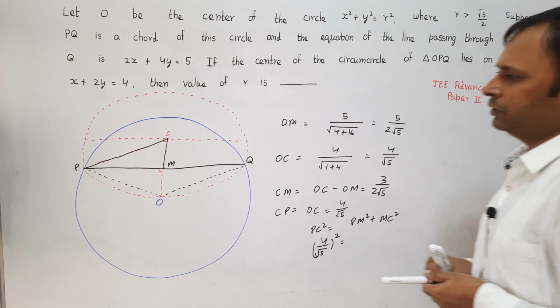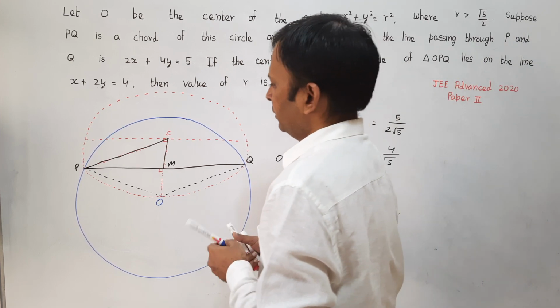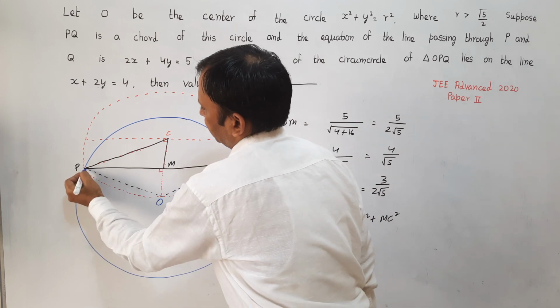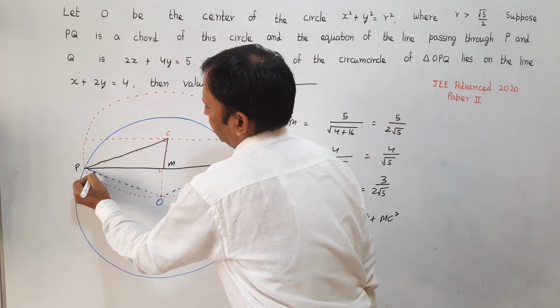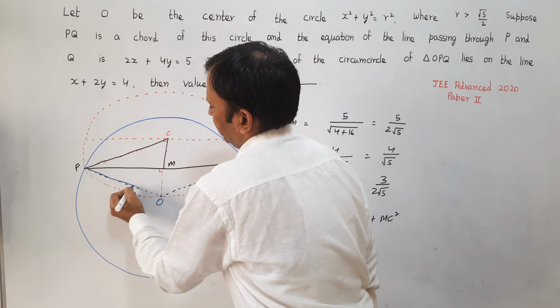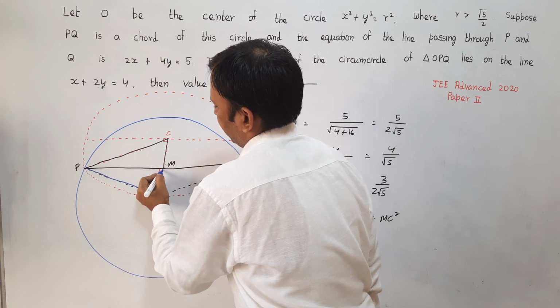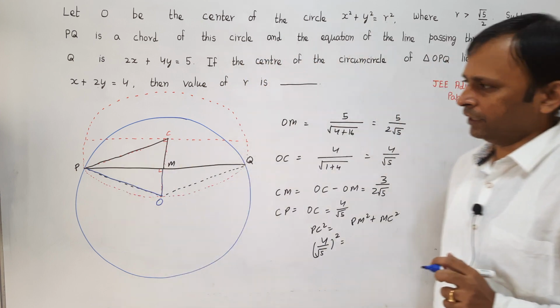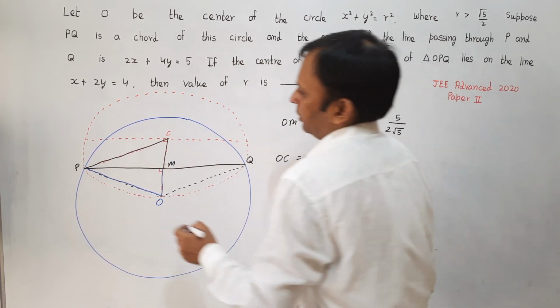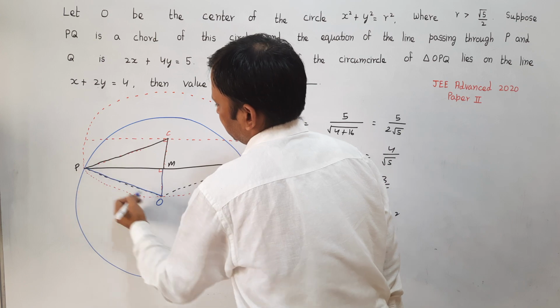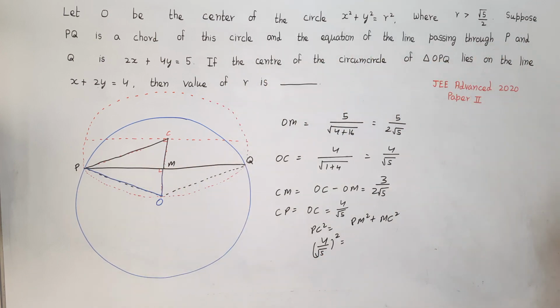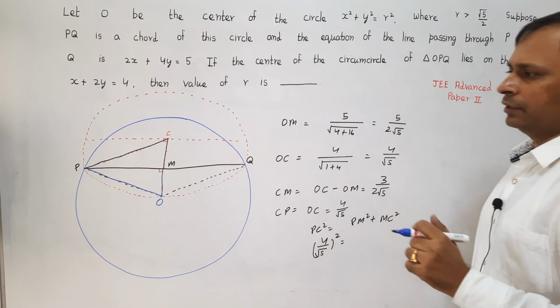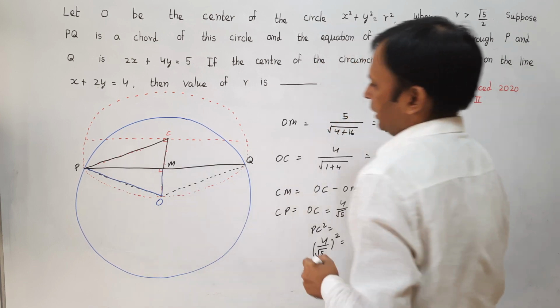So how will I find out the length PM? For this I can make use of another right angle triangle. If I take the triangle POM, now observe very carefully. This is also a right angle triangle, correct? So in this right angle triangle, what is PO? PO is nothing but the radius of this circle. So PO is equal to R.